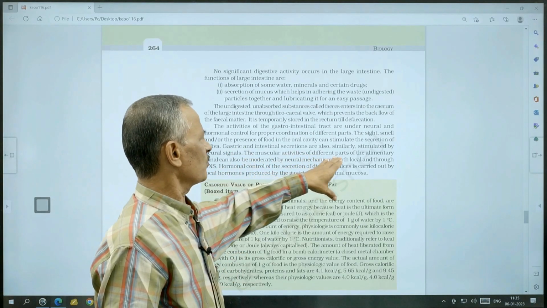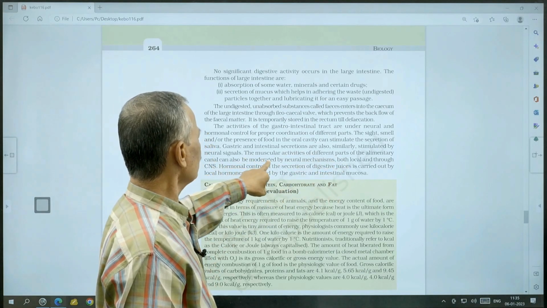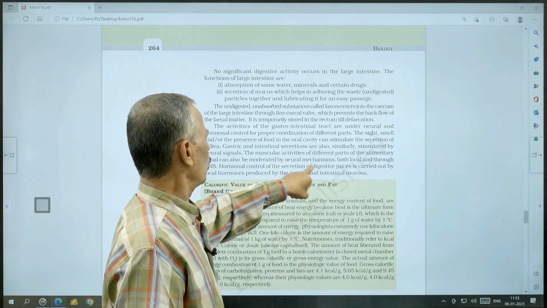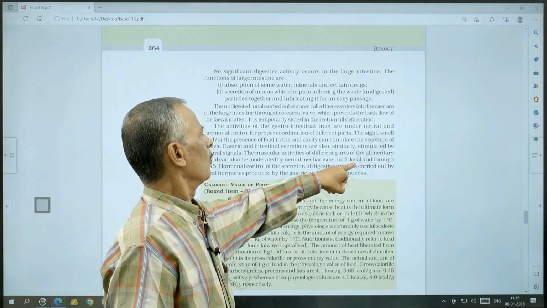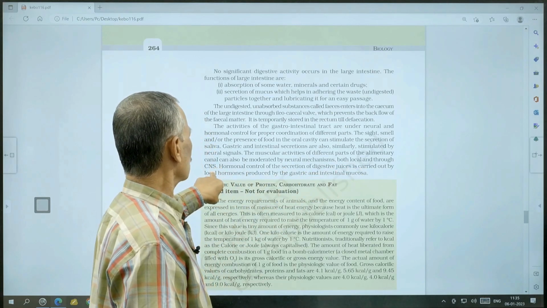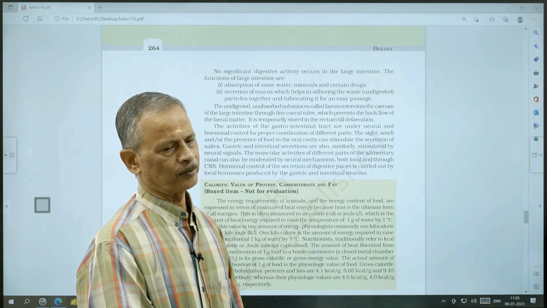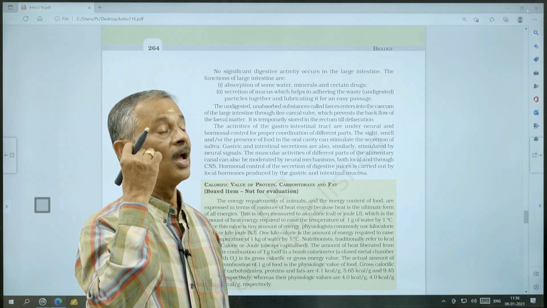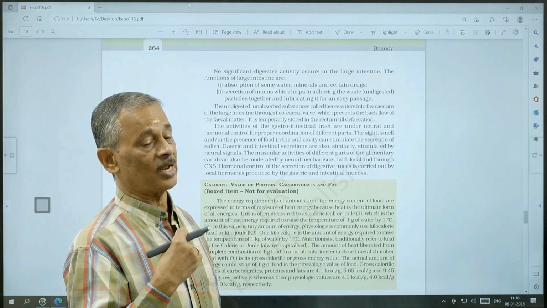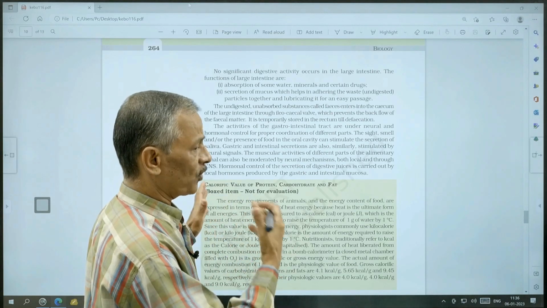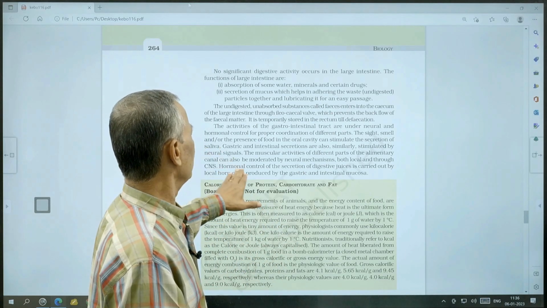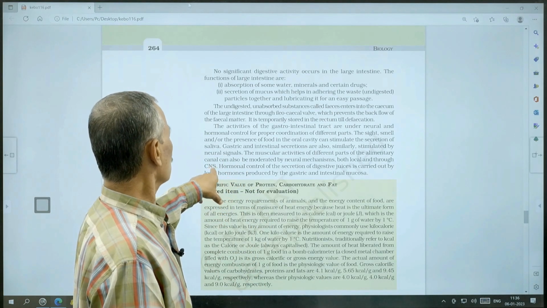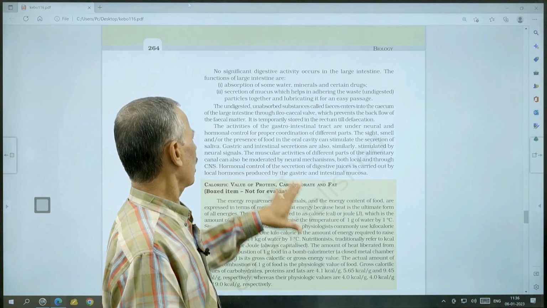Muscular activities of different parts of the alimentary canal are also regulated by neural mechanisms, both local and through the central nervous system. We have the nerves coming from the brain and the peripheral nervous system having branches supplying different parts of the alimentary canal. So through these, as well as through the local nerve nets, there are two local nerve nets through which they will also be controlled.